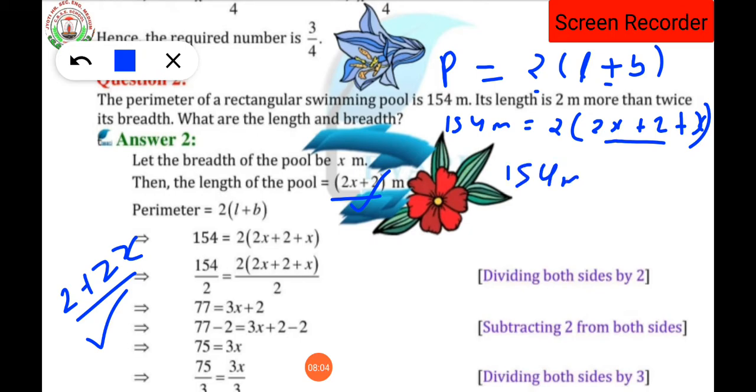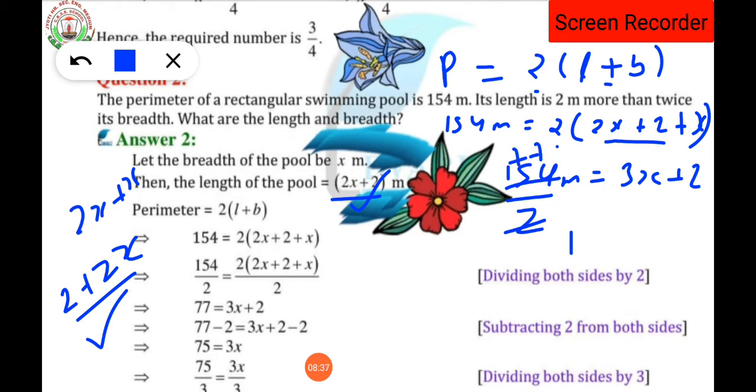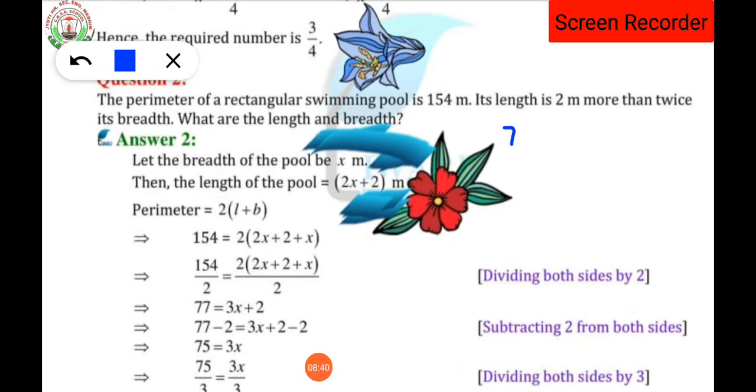So 154 meters equals, this 2 will come into the denominator to divide that number. So what is the other number left? 2x plus x will be 3x, plus 2. 154 will be divided by 2. 2 ones are 2, and 15 means 7 sevens 14, so 77. So what number are we finally having? That is 77 meters equals 3x plus 2.